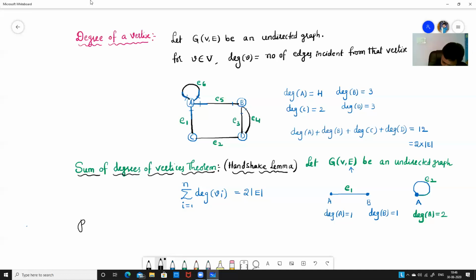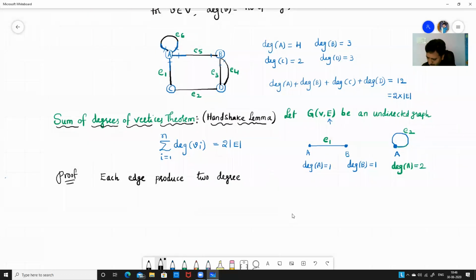The proof is very simple. Each edge produces 2 degrees. So why are we calling it 2 degrees? Just observe this one here. E1 is producing degree 1 for A, degree 1 for B. Therefore, it is 2 degrees. And E2 is also producing 2 degrees. Therefore, each edge produces 2 degrees.